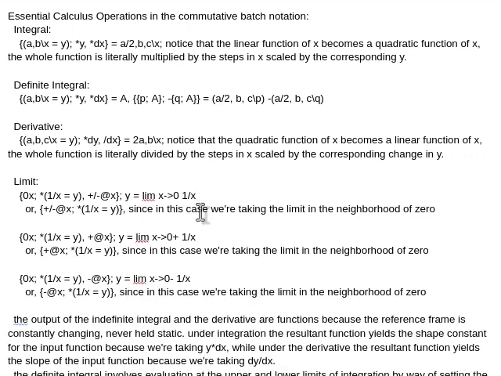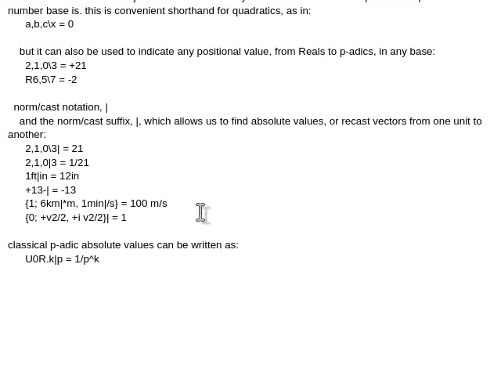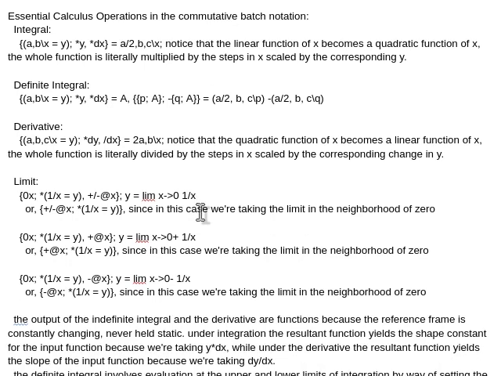Alright, now the more interesting ones. Those I've shown before. The more interesting ones are these, the essential calculus operations in the commutative batch notation. So we can do integrals. Here our reference frame is established by the function that we're integrating. And then what we're doing is taking the dependent variable, and we're multiplying that by the change in the independent variable. And you can actually see that directly from what happens here.